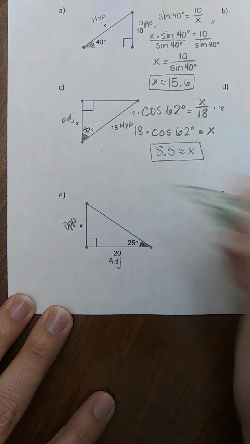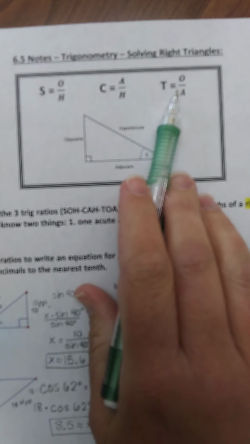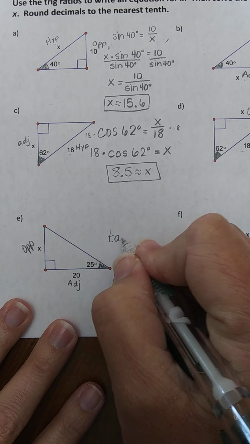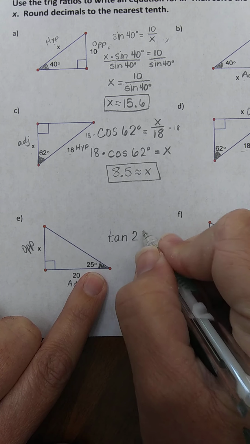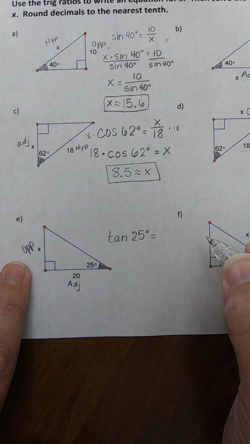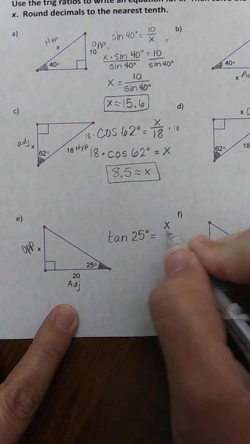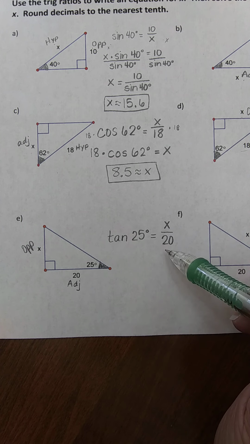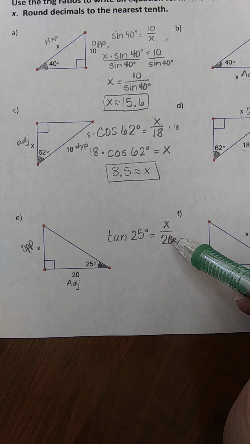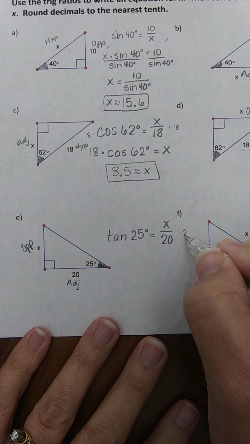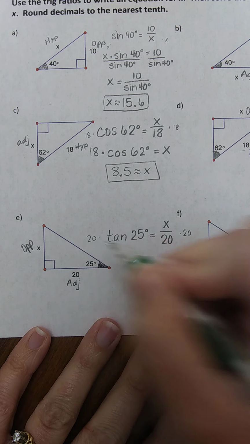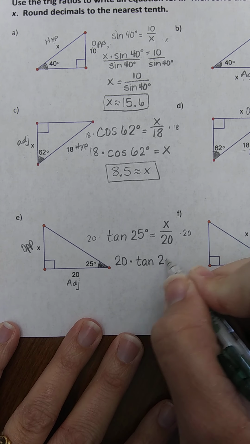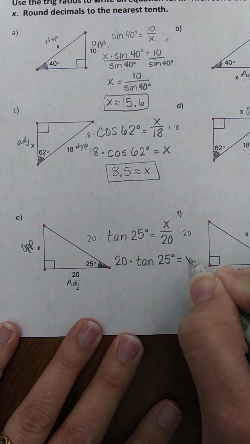Looking back up at our top, opposite and adjacent is what we're looking for. That happens over here with tangent. So our equation will have tangent angle 25 degrees equals opposite over adjacent. So x over 20. X is not in the denominator, so we're not doing the flip-flop. We just need to get x alone, so we need to get rid of that over 20. So we will multiply by 20. What we do on one side, we do to the other. So 20 times the tangent of 25 degrees equals x.